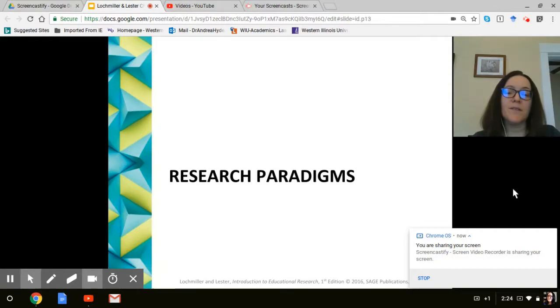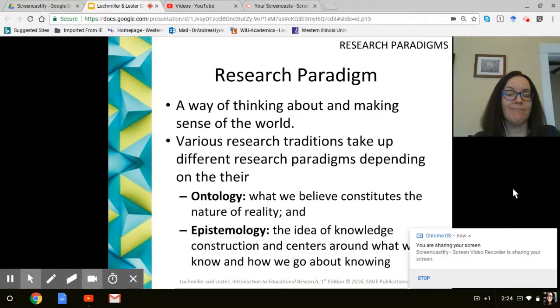Okay, moving on to the research paradigm. For the purposes of this textbook, research paradigm is phrased as just a way of thinking about and making sense of the world. So we can, rather than go into it more deeply, examining the philosophy of science, we'll just think of it that way. So a paradigm is the way of thinking about and making sense of the world.